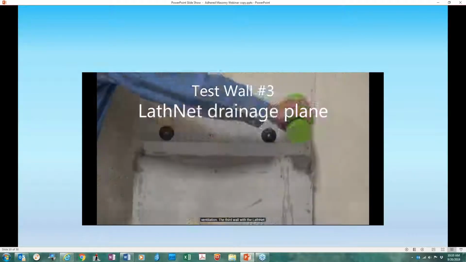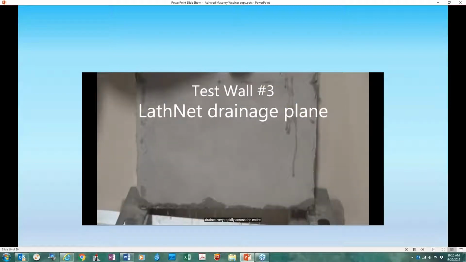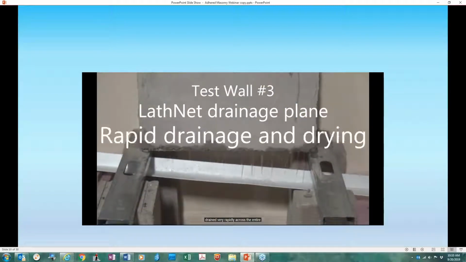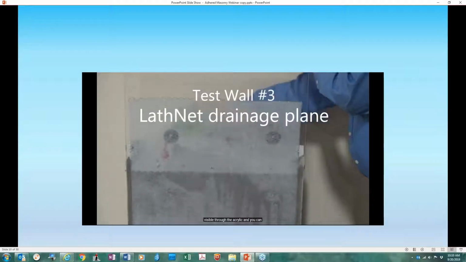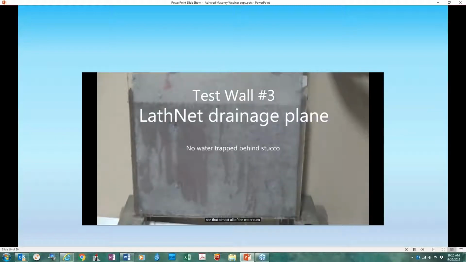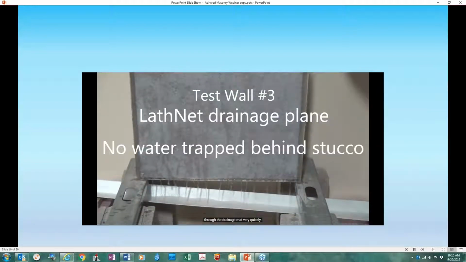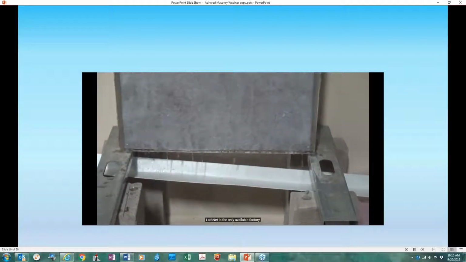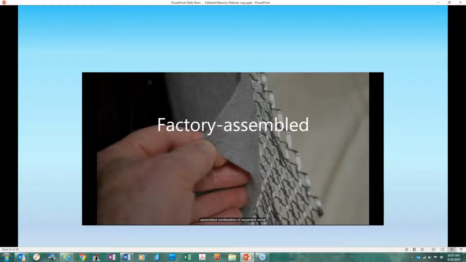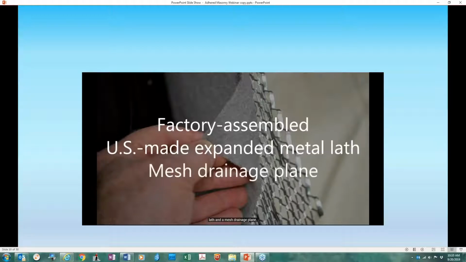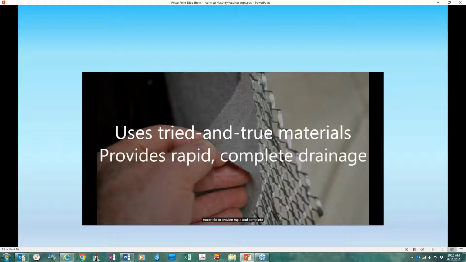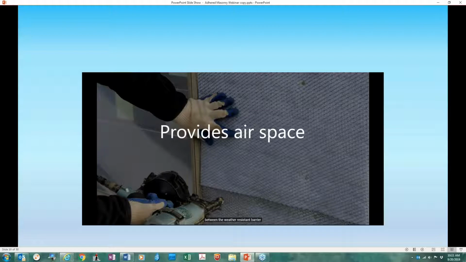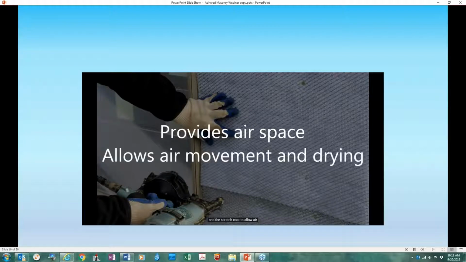The third wall with the Lathnet drainage plane behind the stucco drained very rapidly across the entire width of the wall section. We turn the wall around to make the water flow visible through the acrylic, and you can see that almost all of the water runs through the drainage mat very quickly. Lathnet is the only available factory-assembled combination of expanded metal lath and a mesh drainage plane. It uses familiar tri-layered materials to provide rapid and complete drainage, and it provides an airspace between the weather-resistant barrier and the scratch coat to allow air movement and drying.